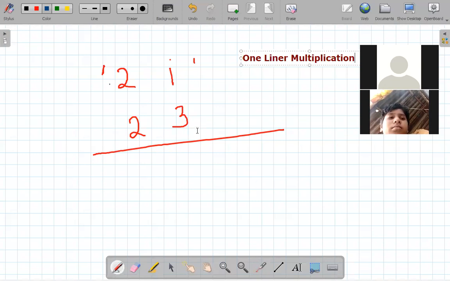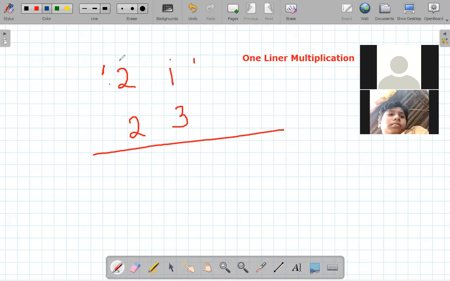So usually it takes 3 steps to complete such multiplications, isn't it? But here I'm going to show you how to complete it in one line.